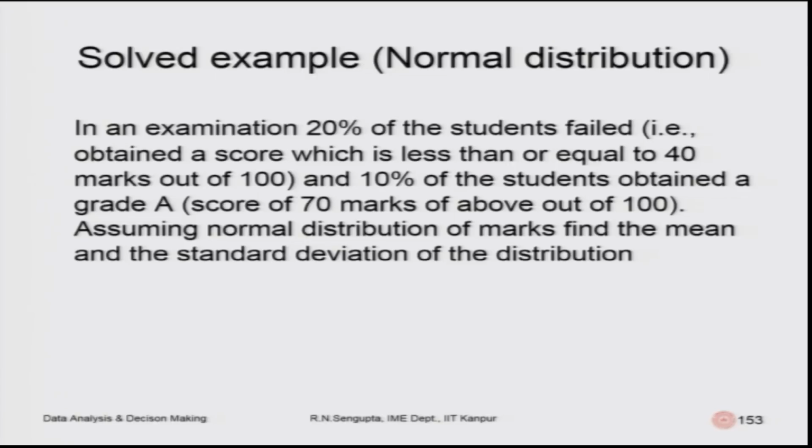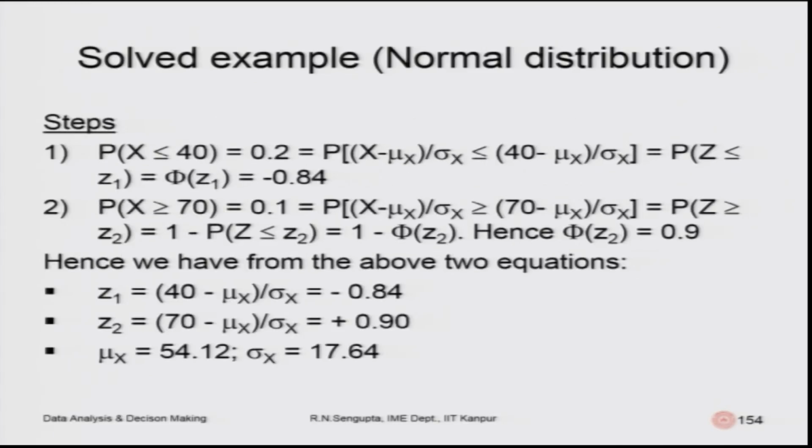So, let us consider a very simple example. In an examination, 20% of the students failed, that is obtained a score less than or equal to 40 marks out of 100, and 10% of the students obtained a grade A, that is scores of 70 marks or above. Assuming normal distribution of the marks, find the mean and the standard deviation or the variance of the distribution. So, we are considering the marks of the students to be normally distributed.